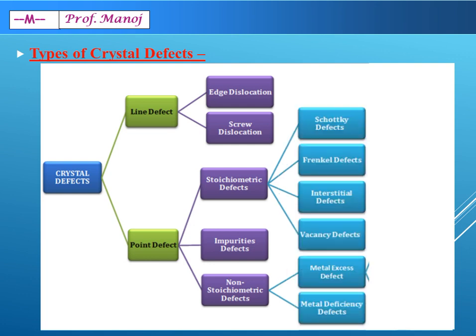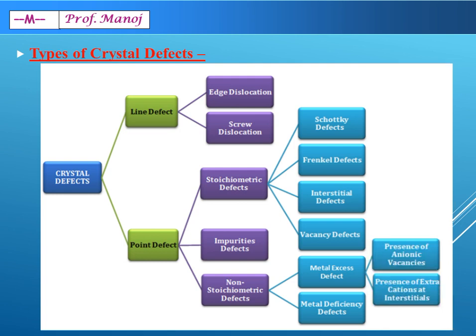Let us further classify the point defects. Stoichiometric defects are of four types: Schottky defect, Frenkel defect, interstitial defect, and vacancy defect. Non-stoichiometry defects are subdivided as metal excess defect and metal deficiency defect. Impurity defect also has subclassification, but it's not so clear, so we are not writing it here. Further, the metal excess defect is of two types: presence of anionic vacancy and presence of extra cations. As I said earlier, we will be studying all the types and subtypes only under point defect.